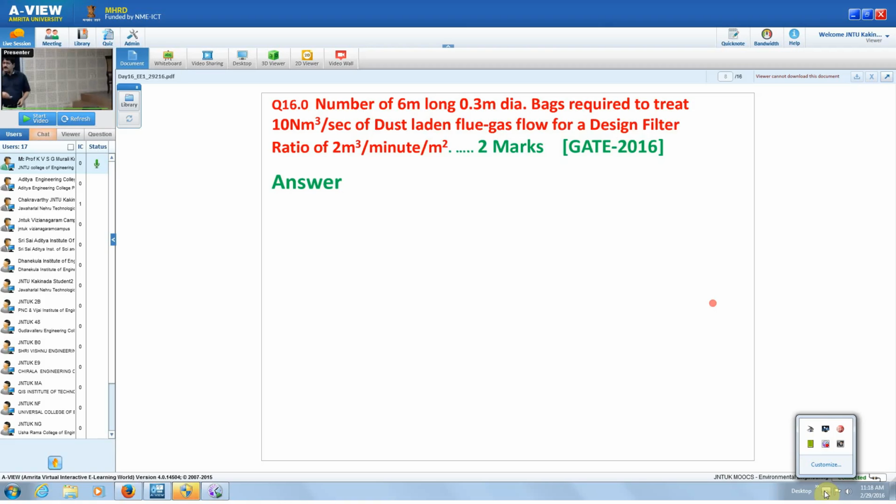The question is: the number of 6 meter long, 0.3 meter diameter bags required to treat 10 Nm cube per second. N stands for normal meter cube. You need not get confused by that. N is a general style of telling when it comes to air. Whenever gas flow or air flow is described, it is expressed as Nm cube. N means normal temperature pressure conditions.